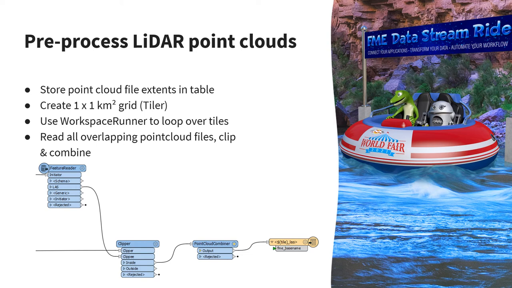To solve this, we did it only once in a separate workspace and stored the minimum and maximum X and Y extents of each file into a CSV table. Now using this CSV table, it's much faster to make a selection of which point cloud files should be read.